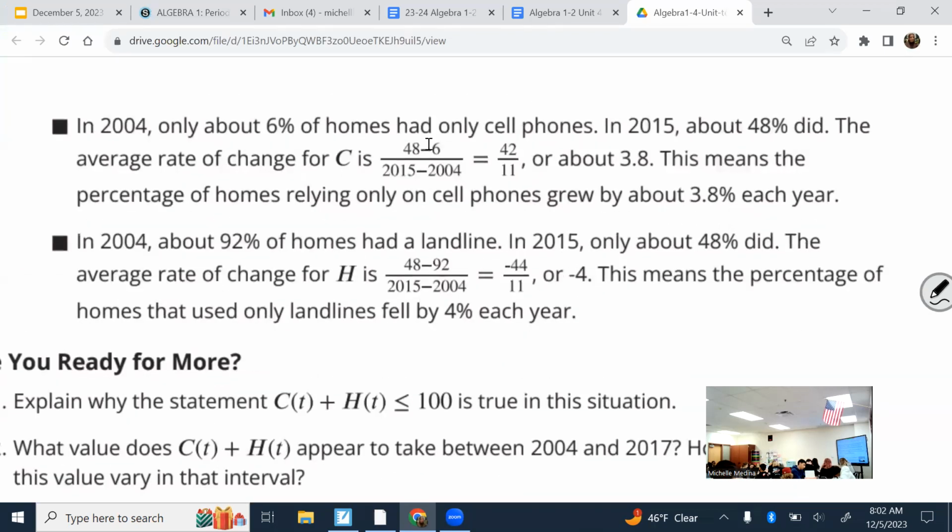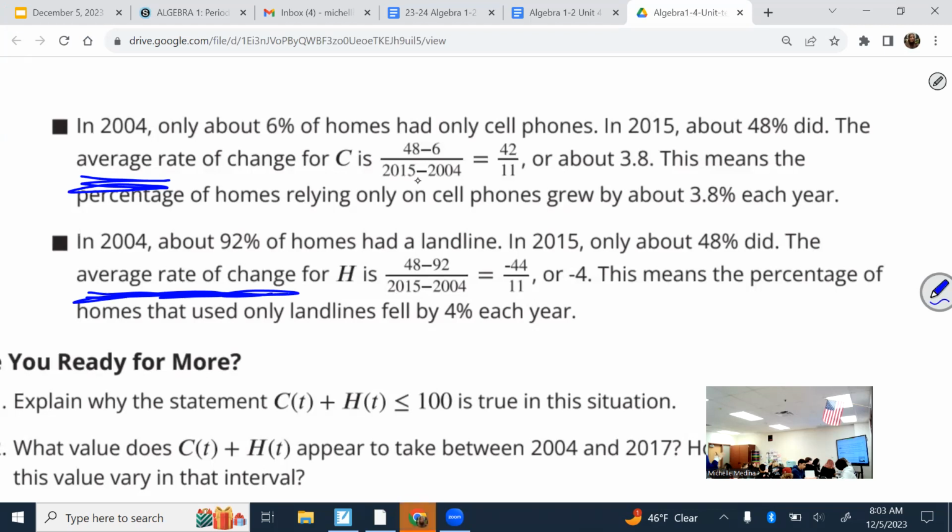They did the math for the cell phone only homes. What did they do right here? What's that called when it looks like that? That's my average rate of change. They calculated the average rate of change for the 2 points. And of course, they have to estimate the outputs, so it could be slightly different based on what you estimated. And then they did the same for the average rate of change for the home landline people.